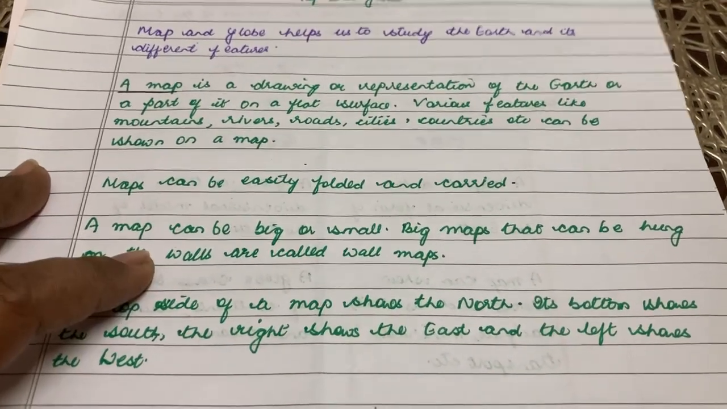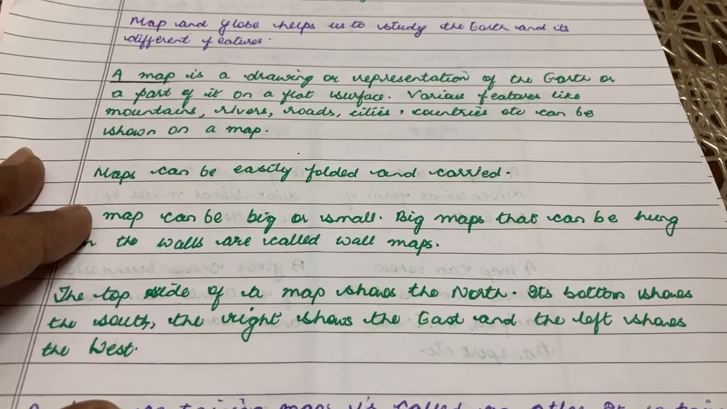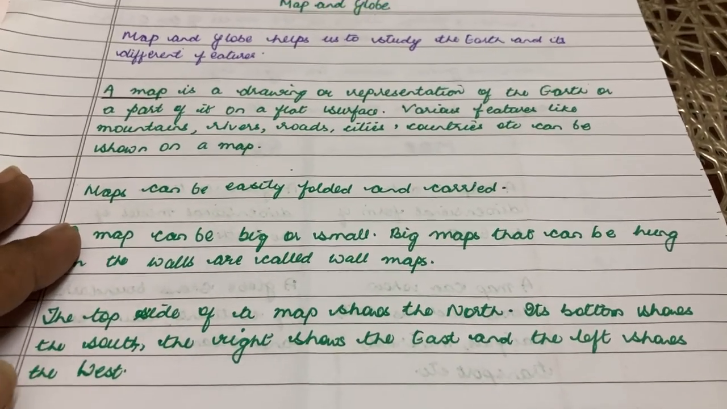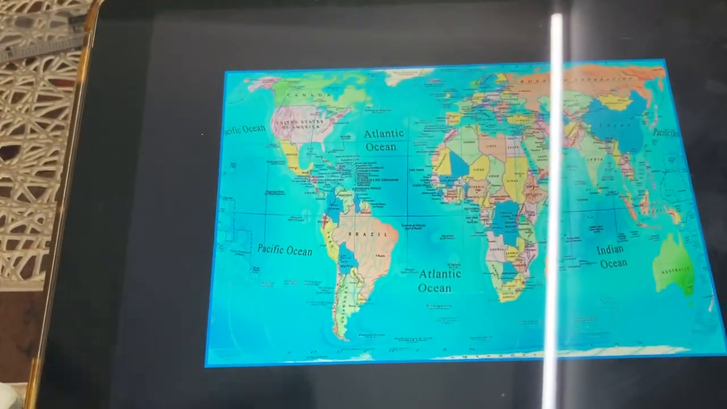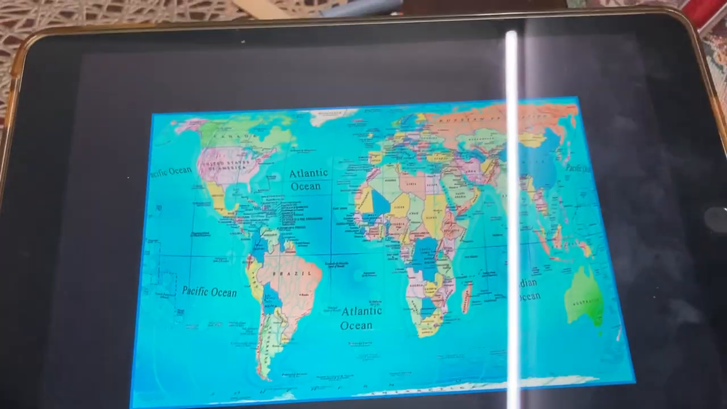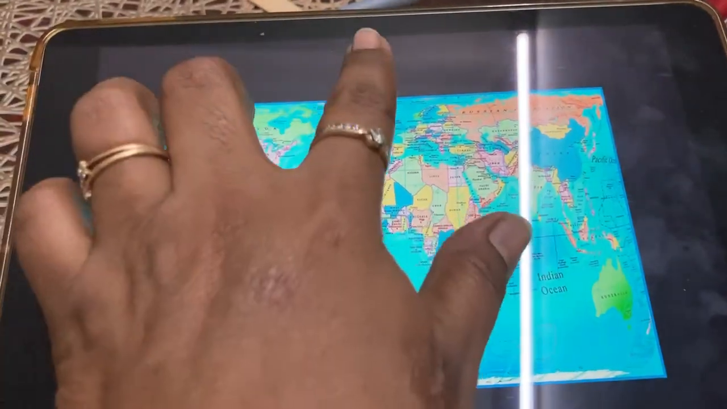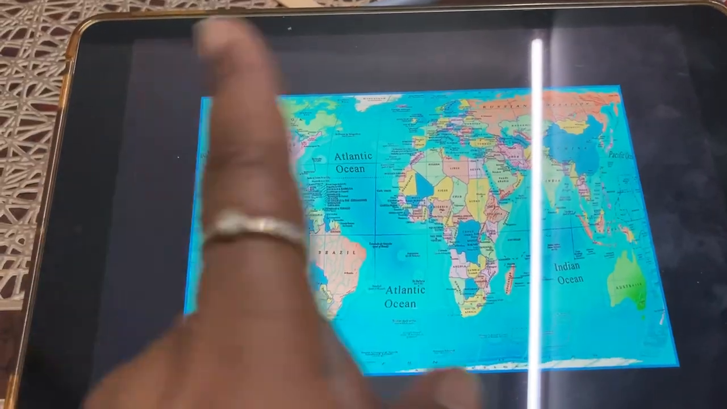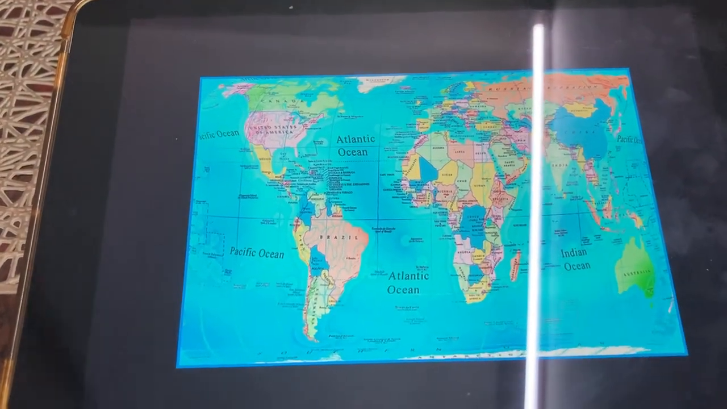The top of a map shows the north, its bottom shows the south, the right shows the east, and the left shows the west. Here I have a picture of a world map. In this world map, the top will always be north, the bottom south, the left side west, and the right-hand side east.